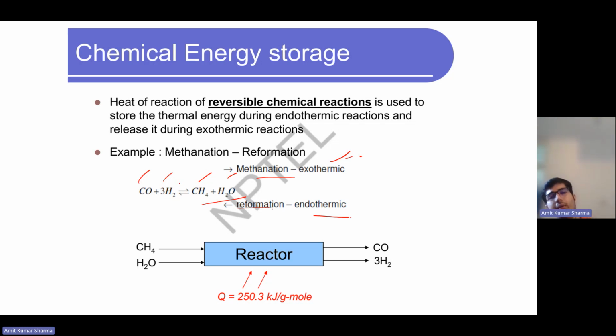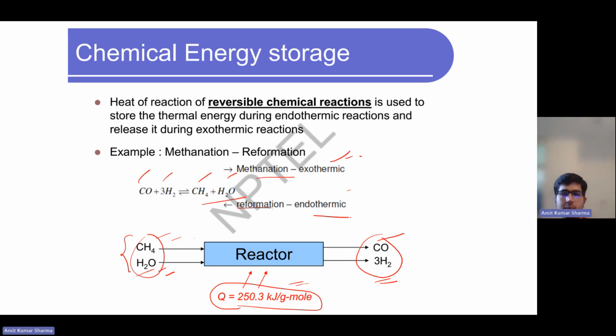It is endothermic. It requires very high temperature, and the reverse of this is the methanation reaction, which is an exothermic reaction that will release the heat. So suppose there is a reactor. If you are supplying CH4 and H2O, you need 250.3 kilojoule per gram mole of energy to form CO and 3H2. If you reverse it, then if you have these two, you will release this much energy to generate these two. So this is a chemical energy storage.